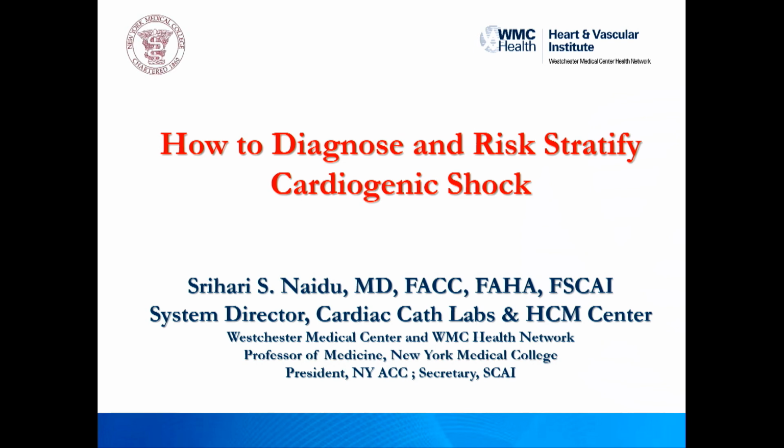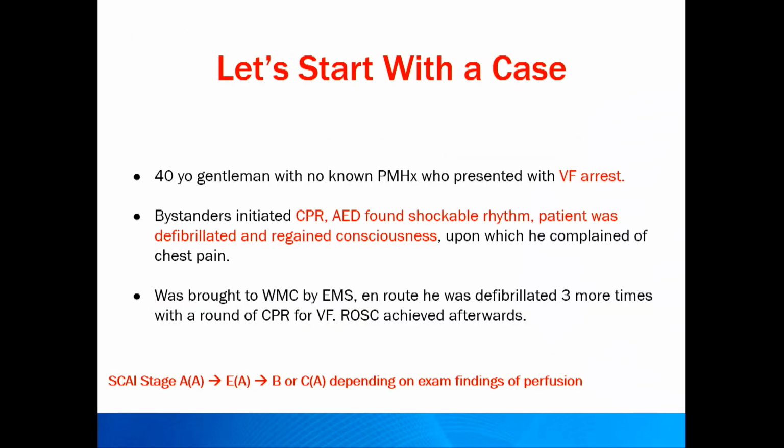So how to diagnose and risk stratify cardiogenic shock. I'm going to take you through the SCAI shock definition, but I'm going to start with a case so people understand how we're trying to use this. This is a 40-year-old gentleman from our institution, came in with VFib arrest, CPR, AED, found shockable rhythm. Patient was defibrillated and regained consciousness, so awake and alert. Was brought in and defibrillated 3 more times. So this was SCAI stage A with an arrest that started and then became E transiently with an arrest, then became B. So kind of pre-shock at that point, or C, depending on the exam findings and perfusion. That's how we want to have these patients looked at when they first arrive onto the scene.